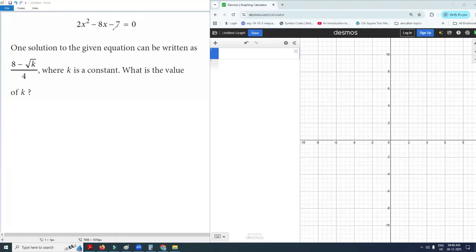2x squared minus 8x minus 7 equals 0. One solution to the given equation can be written as (8 minus the square root of k) divided by 4, where k is a constant. What is the value of k? We can use Desmos to solve this problem.